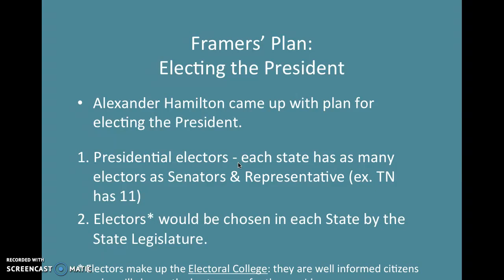All right, number 2, it says electors will be chosen in each state by the state legislature. Electors are those people that make up the Electoral College. They are well-informed citizens who are going to choose the best person for the presidency. The state legislature will look around the state of Tennessee for 11 Tennessee electors. It doesn't say they've got to be white, black, yellow, green, red. It doesn't say anything about gender. But they need to look around for, in our case, 11 electors to serve in the Electoral College representing the United States. They should be informed citizens who will choose the best person for president.